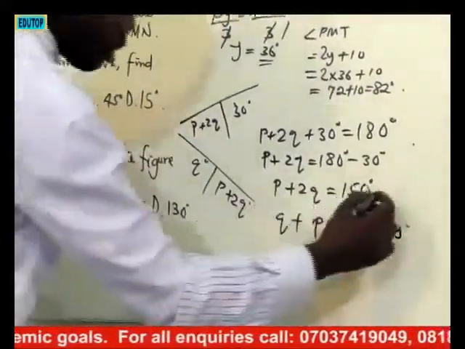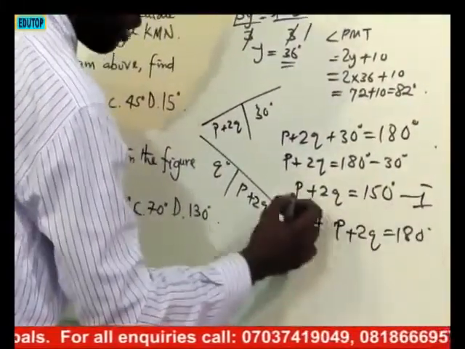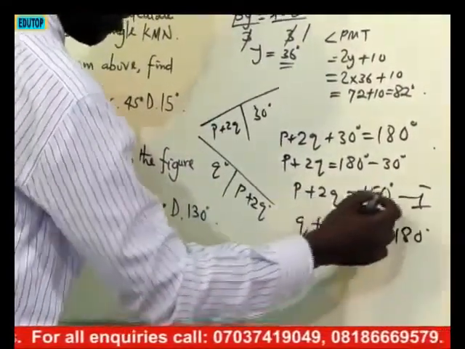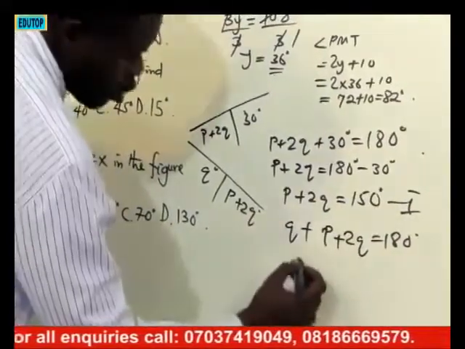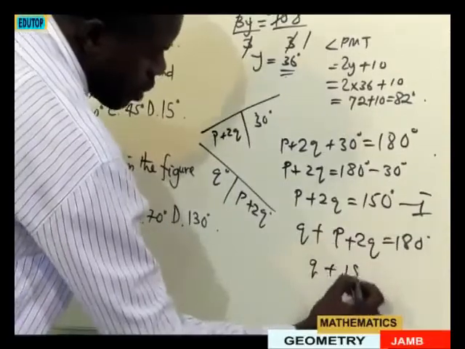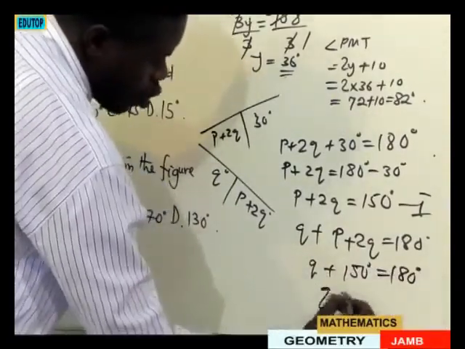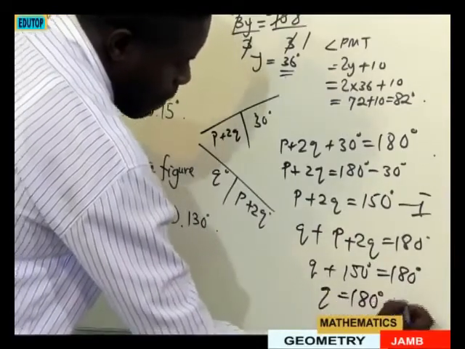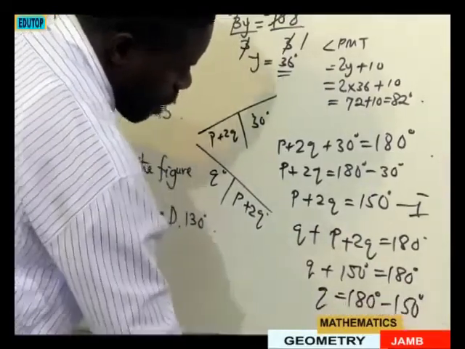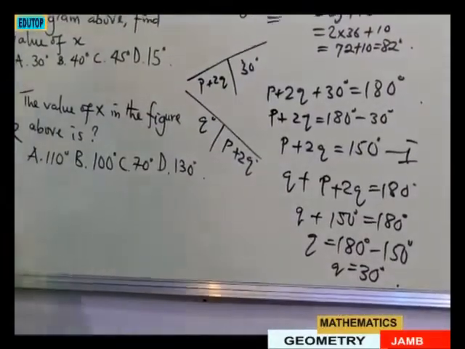And remember that from equation 1 here, we have known that P plus 2Q is what? 150. So anywhere we see P plus 2Q, we replace it with what? 150. So I come here, Q plus P plus 2Q, which is 150 now, degrees equals 180 degrees. Like I have my Q equal to 180 degrees minus 150 degrees. And my Q will now be equal to what? 30 degrees. So my Q is 30 degrees.